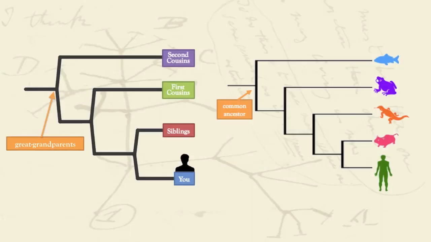In the same way that you are a relative of, but aren't a descendant of, your second cousins, or siblings, neither are humans descendants of fish, frogs, lizards, or mice. Instead, you and your second cousins share a common ancestor, in this case, great-grandparents, and humans and all those other species also share a common ancestor.